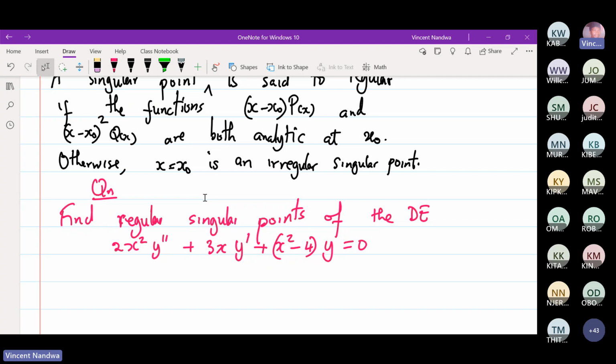So I want you to help me get the singular point first before we narrow down to determine whether it's regular or irregular. So help me determine the singular point first. Once you get the singular point, we'll use it to check whether it obeys the conditions for being a regular singular point.